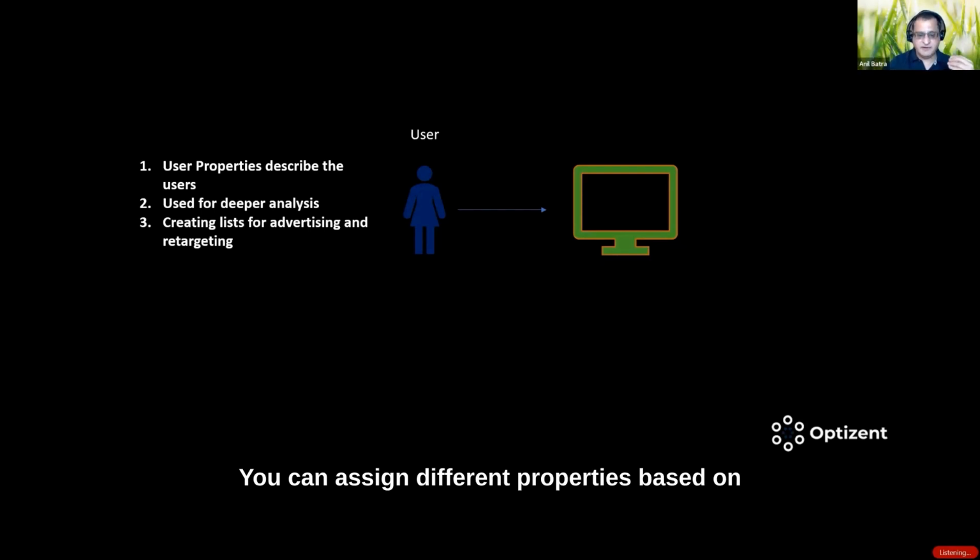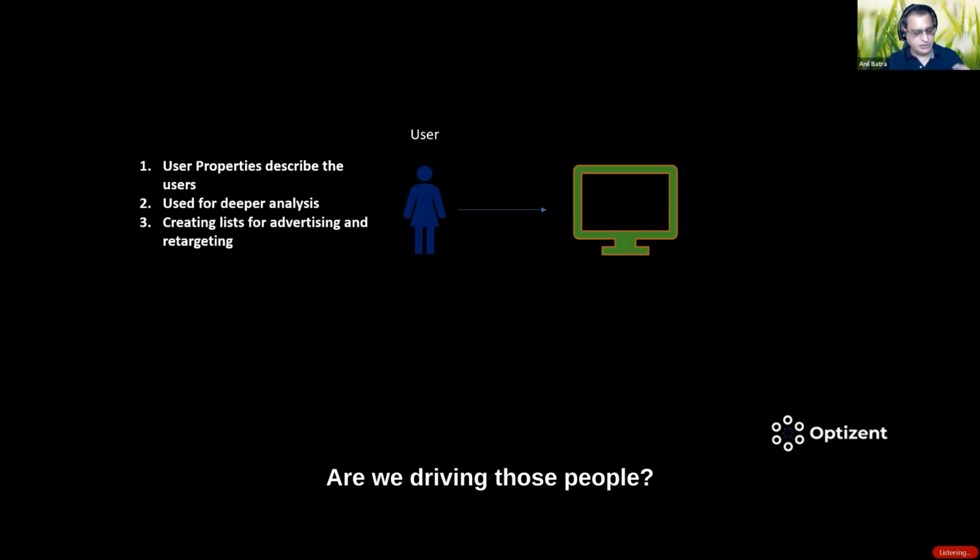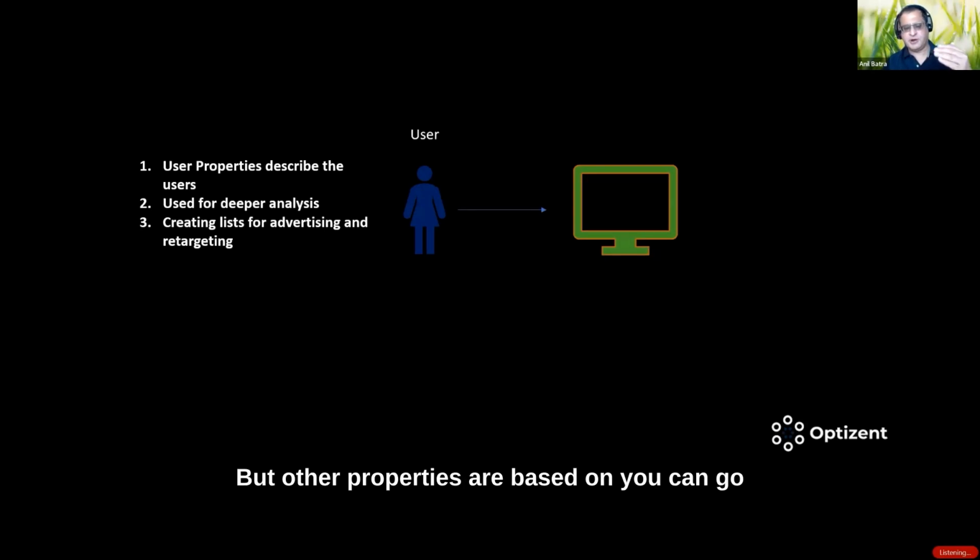You can assign different properties based on the business that you are involved in, and you can have up to 25 properties. One of the ones that we generally use is registered or not registered user. Is this a user who's registered on the site or not? Are we driving those people? That's what marketers want to look at. But other properties are based on this.